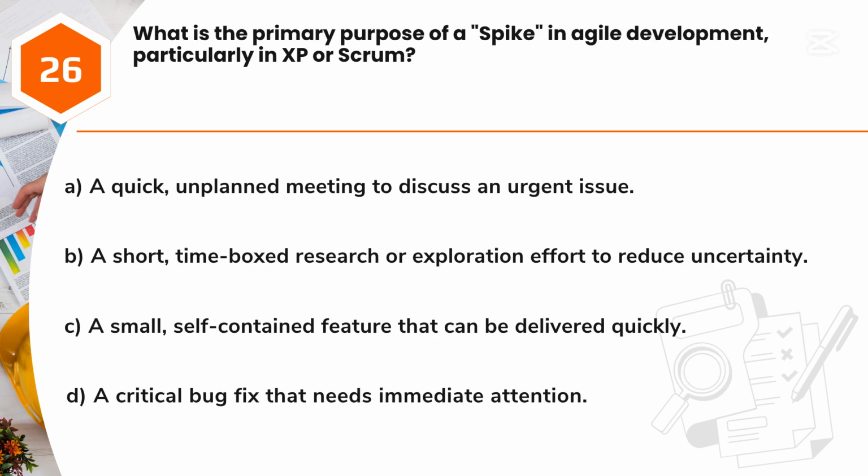Question 26. What is the primary purpose of a spike in Agile development, particularly in XP or Scrum? A. A quick, unplanned meeting to discuss an urgent issue. B. A short, time-boxed research or exploration effort to reduce uncertainty. C. A small, self-contained feature that can be delivered quickly. D. A critical bug fix that needs immediate attention.